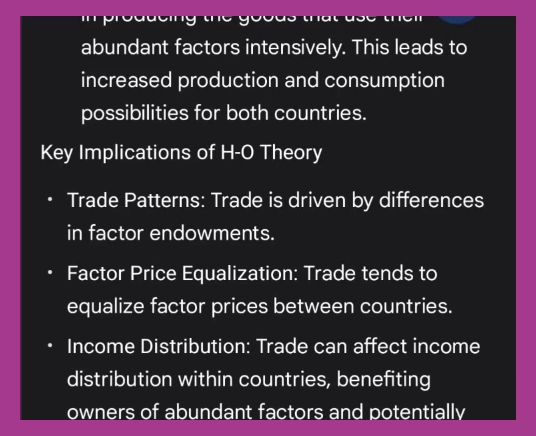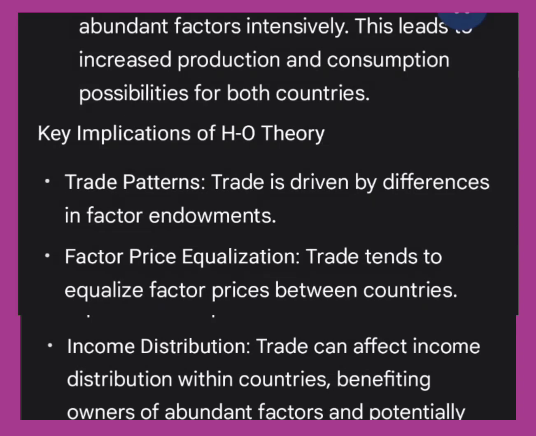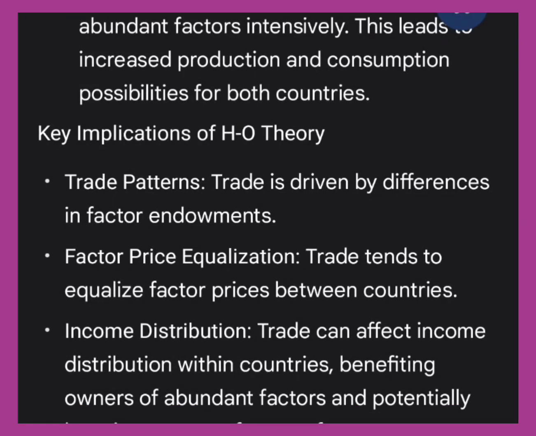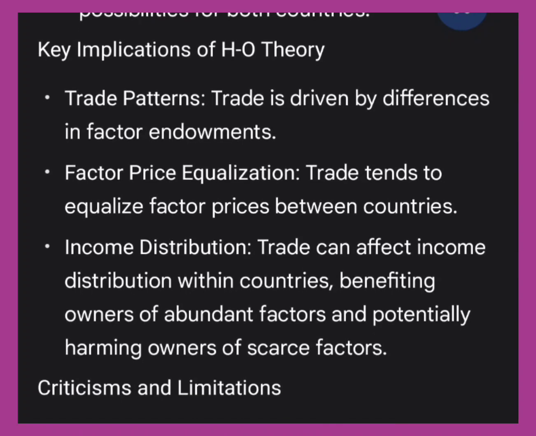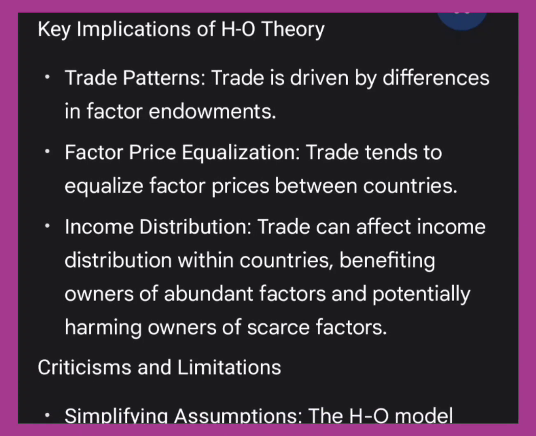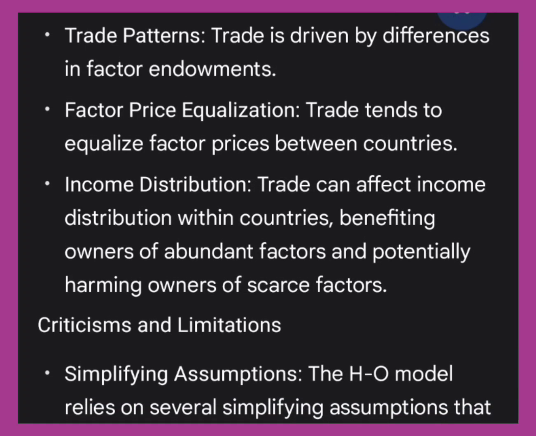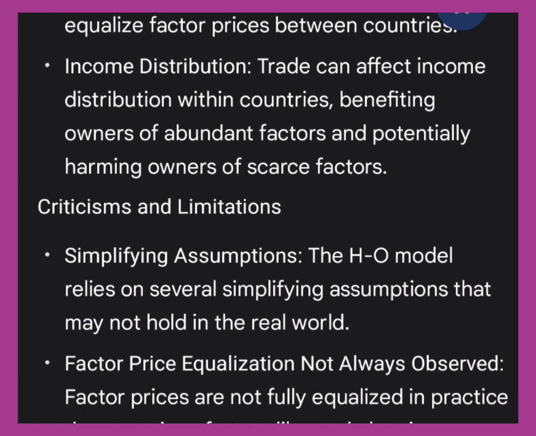Key implications of HO theory. Trade equalization: trade tends to equalize factor prices between countries. Income distribution: trade can affect income distribution within countries, benefiting owners of abundant factors and potentially harming owners of scarce factors. Criticisms and limitations. Simplifying assumptions.